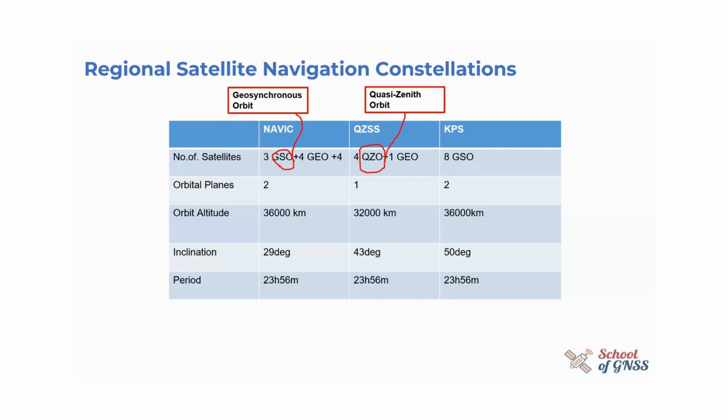So basically, in our view, there are two types of constellations: global and regional. In global, we have four constellations: GPS, Galileo, Beidou, and GLONASS, which cover the whole world. And for the regional constellations, we have NAVIC from India, QZSS from Japan, and the Korean Positioning System from Korea, which try to cover only particular regions of the Earth.